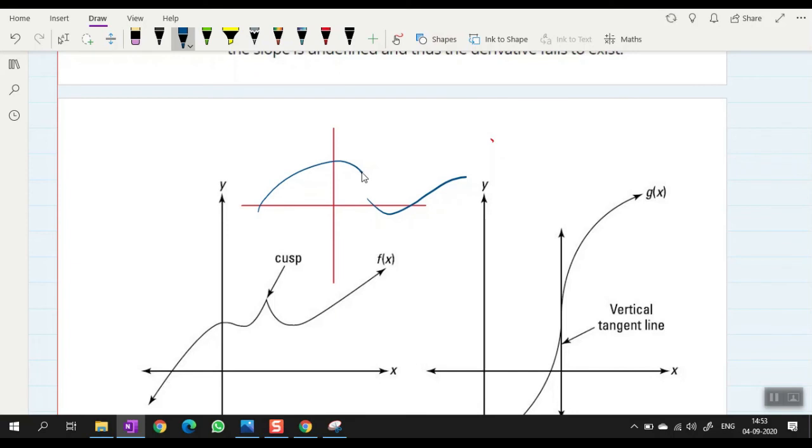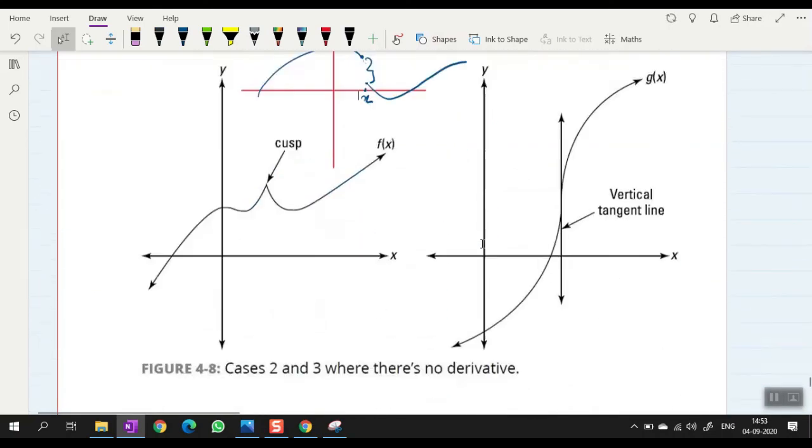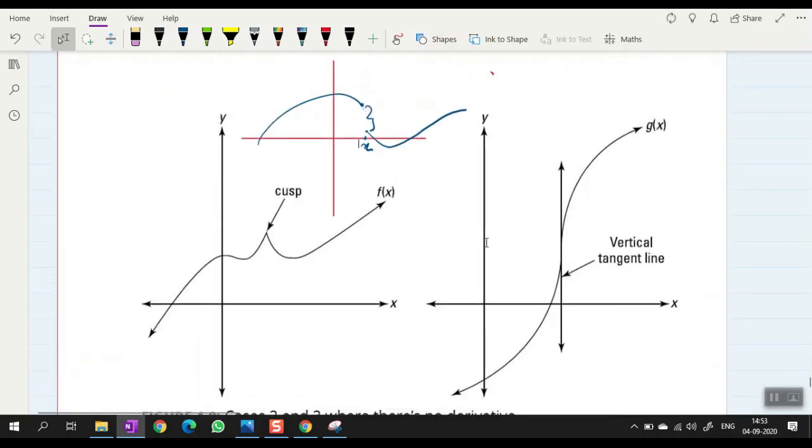Okay, here and here, you see, it's a single point of x where there is a gap, so there is a discontinuity. So at x you cannot find the derivative because there is a discontinuity in the function, which we discussed in the limits part also. So these are the points at which we cannot find the derivative.